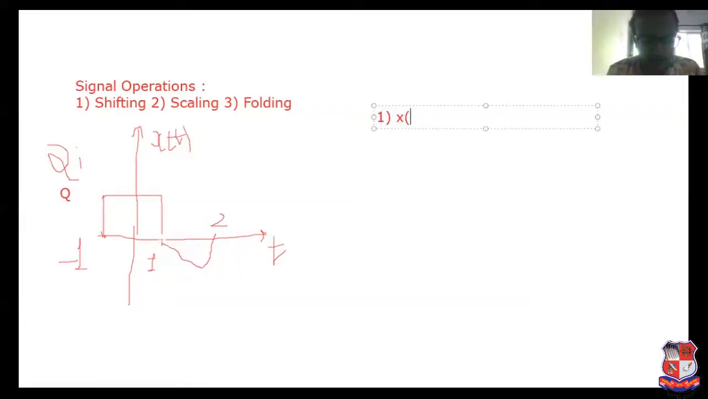First operation: x of t plus 1. Second: x of minus 2t minus 1. Determine these two operations based on the given x of t. So first of all, for x of 2t plus 1, which operation is applied first? The shifting operation.